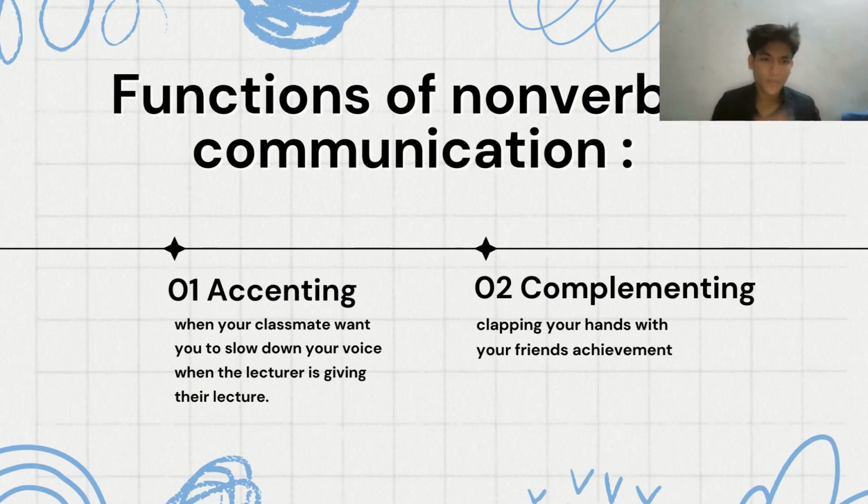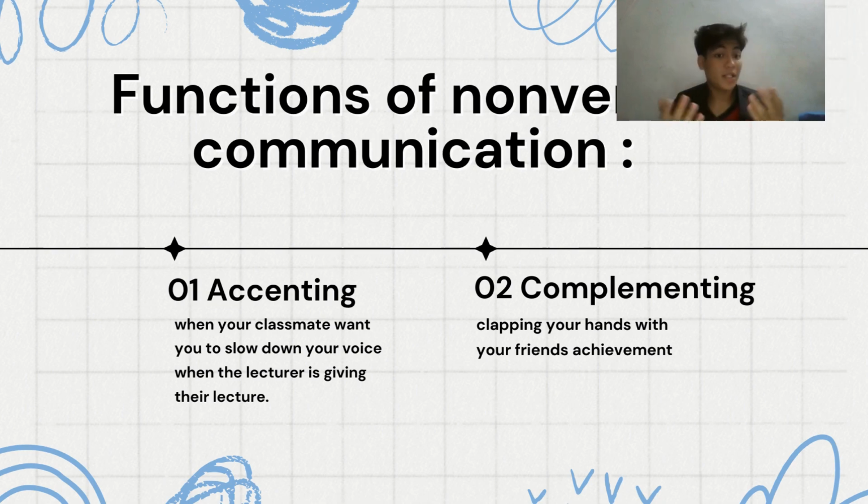Functions of nonverbal communication. The first one is assenting. Assenting is when your classmate wants you to slow down your voice when the lecturer is giving the lecture. And the second one is complimenting. For complimenting, the example is clapping your hands for your friend's achievement.